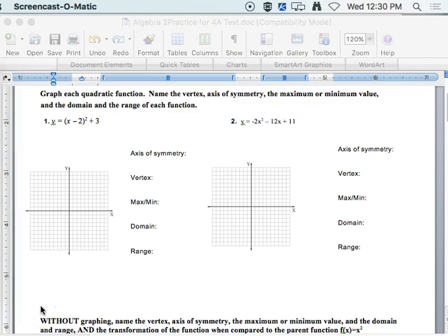This says we're going to graph each quadratic function, name the vertex, axis of symmetry, the maximum or minimum value, the domain and the range of each function. And I'm looking at number 1 and hoping you can tell me, is that vertex form or is that going to be standard form? Vertex form.